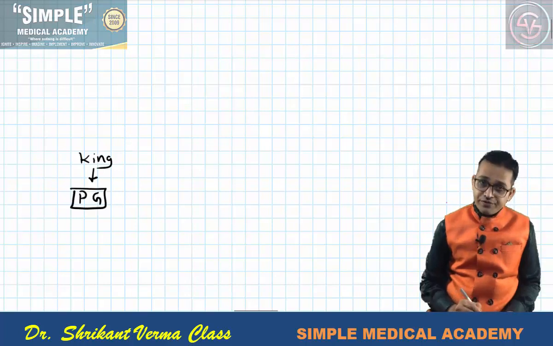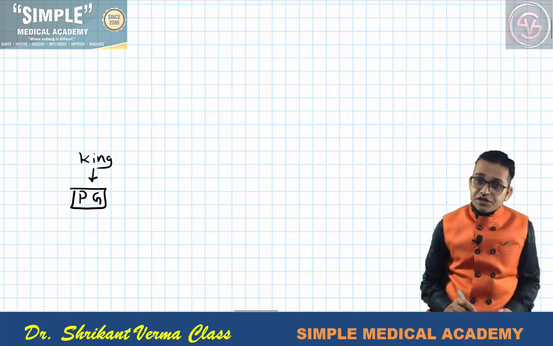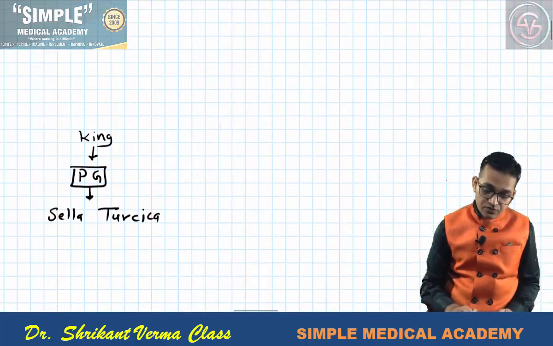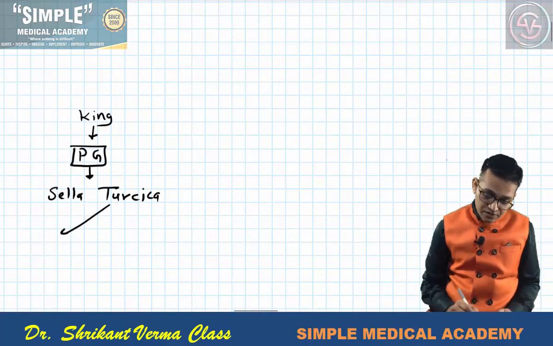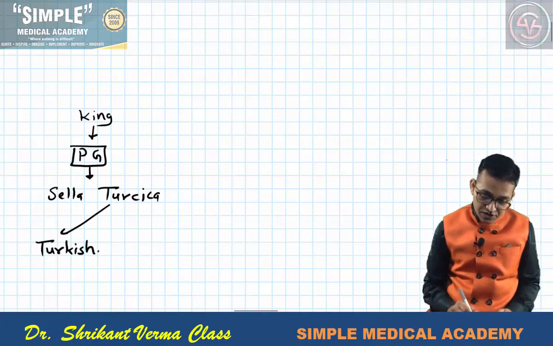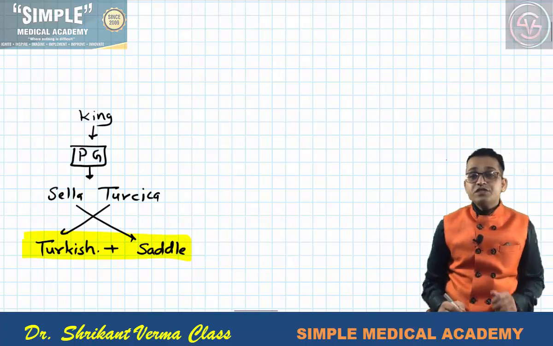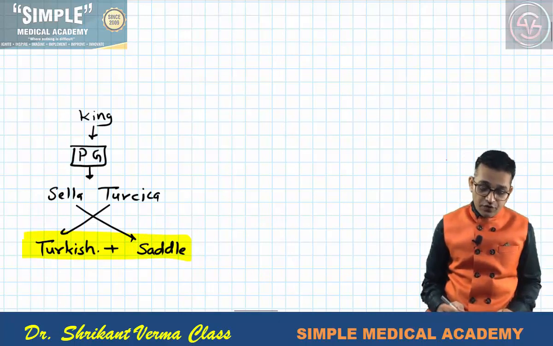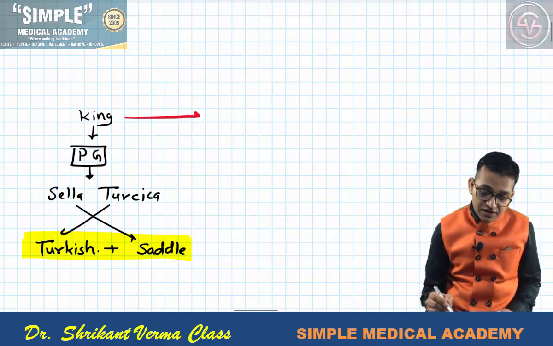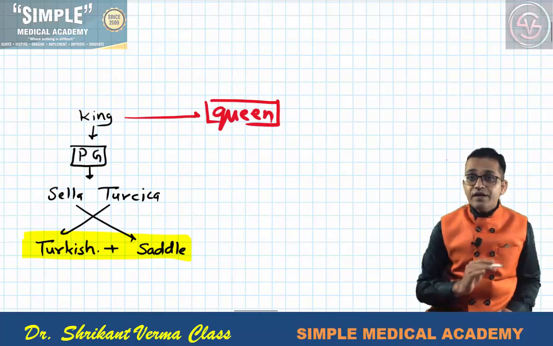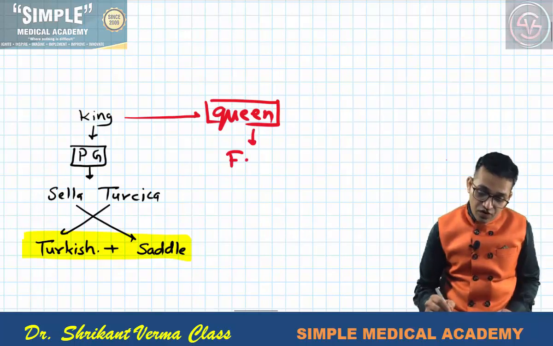Who is king? Pituitary gland, which is located within the Turkish saddle, or you can say sella turcica. As we know, according to the recent pattern of the AIIMS exam, turcica means Turkish country and sella indicates the saddle word. So this sella turcica is also known as the Turkish saddle, which is located within the body of sphenoid. Now on each side of the king there is the location of the queen, indicating the queen word. Yes, the answer is the foramen lacerum.